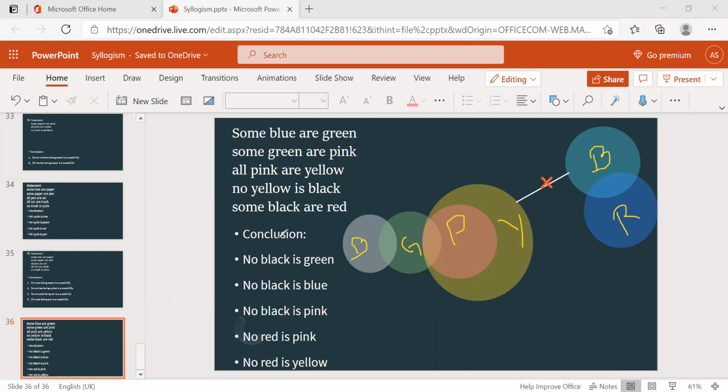First conclusion. No black is green. There is a black here. This is black and this is blue. Okay. No black is green. Where is the black here? Here. Okay, black. And where is green here? So here there is no connection between black and green in the Venn diagram, and they have given a definite conclusion. So it is wrong. Simply it is wrong based on the first one.